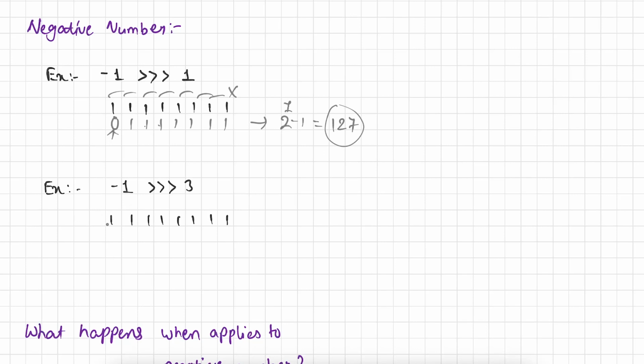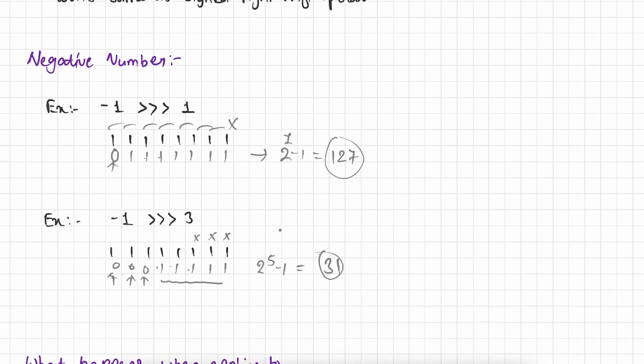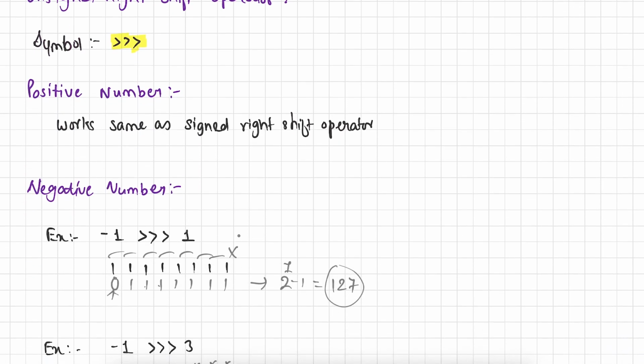Let's say this is the binary representation of -1 and we want to right shift this -1 by 3 positions. In this case, the 3 bits get ignored and we get a binary like this: 1 2 3 4 5 6 7 8. Now in this case 3 places get filled by 0, right? Now what is the decimal representation of this binary? 1 2 3 4 5, 2 to the power 5 minus 1, and it is equal to 31. So this is how the unsigned right shift operator works on positive and negative numbers.